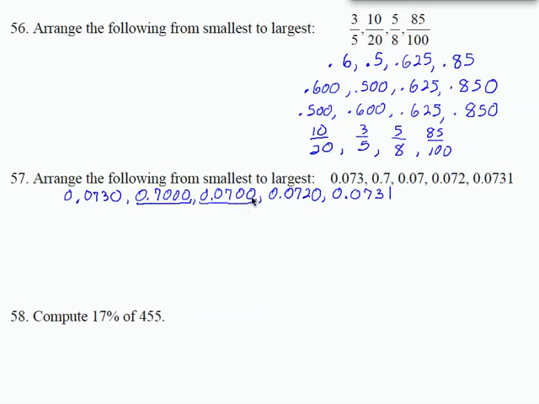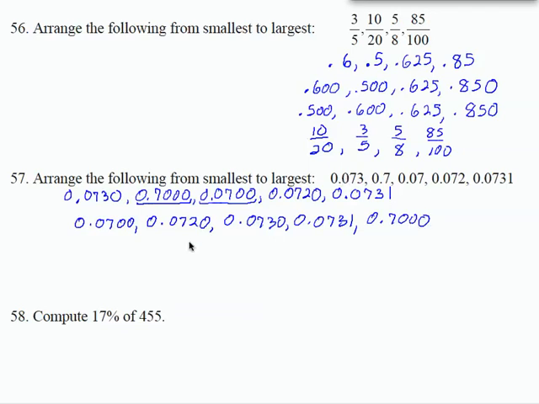So we're going to start with 0.0700, and then the next smallest is 0.0720, then 0.0730, then 0.0731, then 0.7000. Now I need to take these and put them back into the original form.